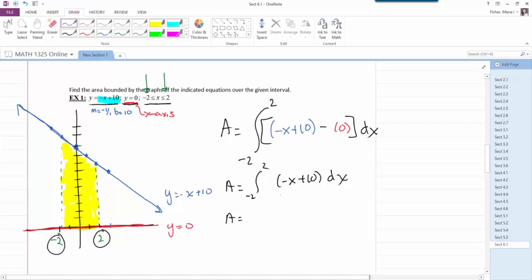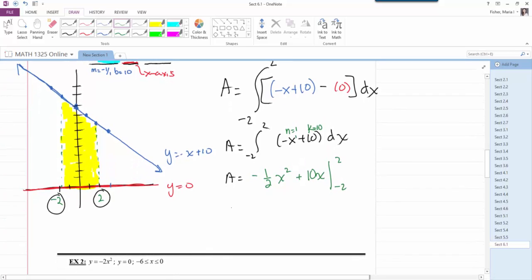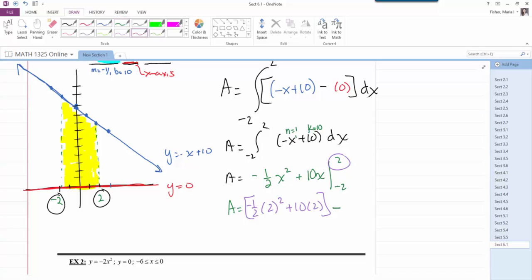If I integrate this, I have the integral of negative x. Remember here my n is equal to 1, so this is going to be negative 1/2 x squared, plus, this is a constant equal to 10, so plus 10x, and this gets evaluated from negative 2 to 2. Plugging in the upper limit of integration, we get negative 1/2 times 2 squared plus 10 times 2, minus the lower limit of integration, negative 1/2 times negative 2 squared plus 10 times negative 2.